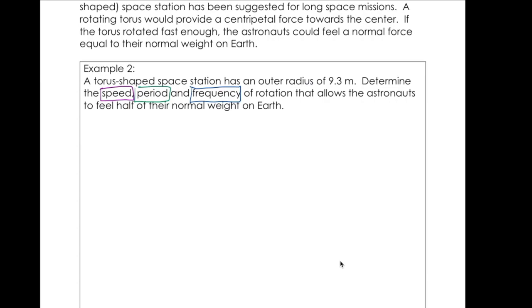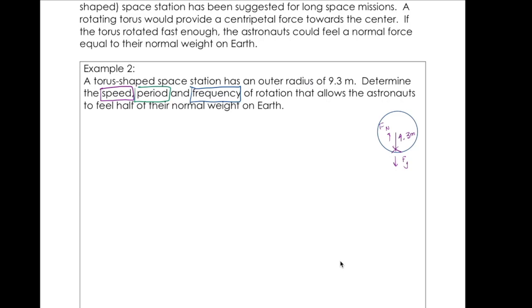Okay, so first off, let's just kind of draw a free body diagram. So if I have my torus shape, okay, and then I have a radius of 9.3 meters. Okay, a person standing here in normal would feel the force of gravity, and then we would have the normal force, right?